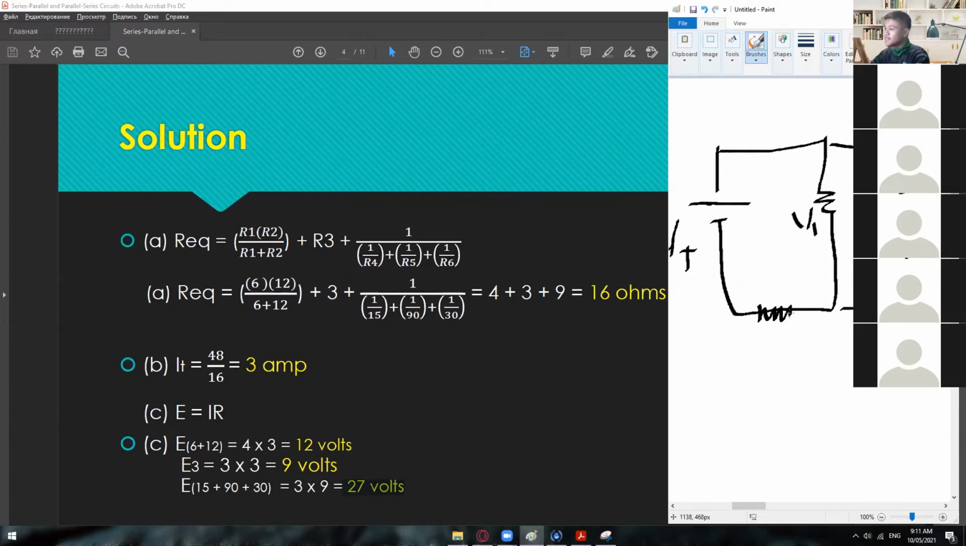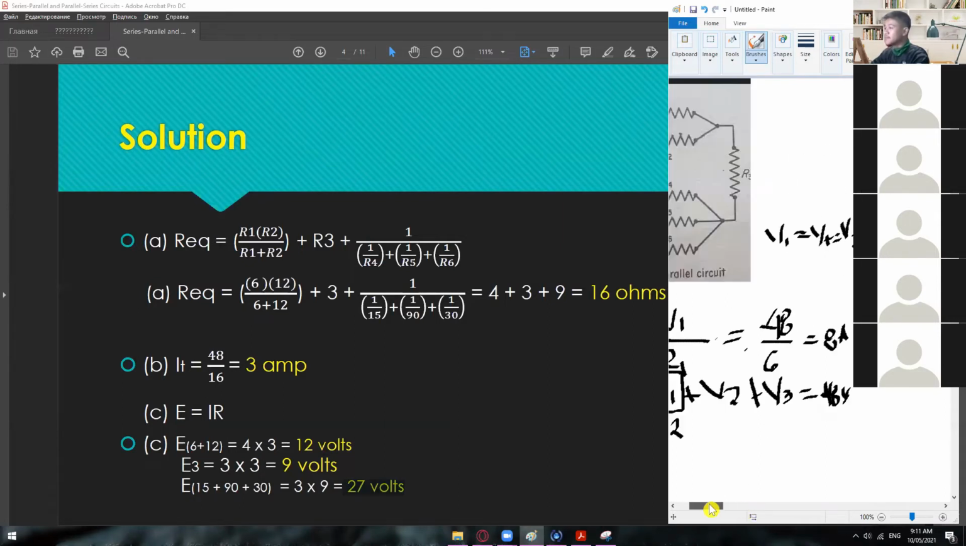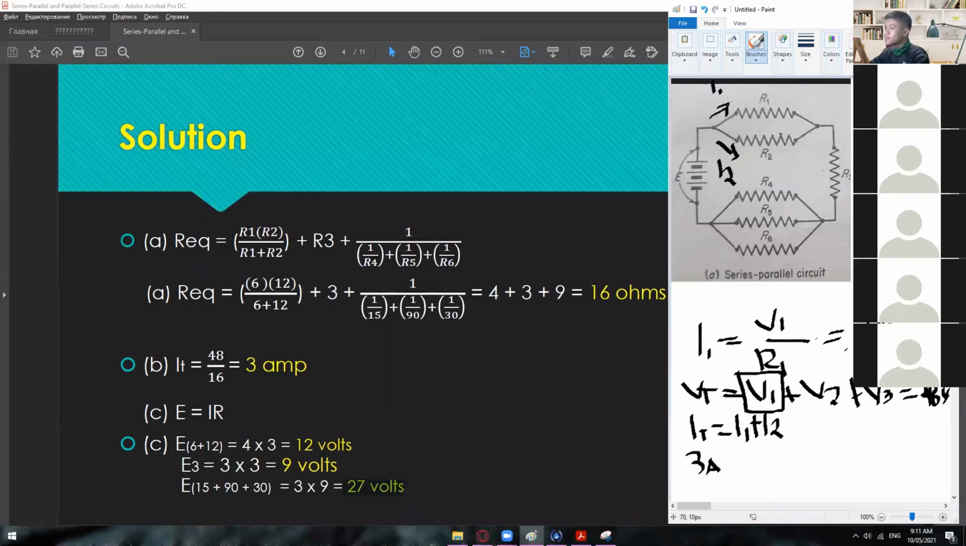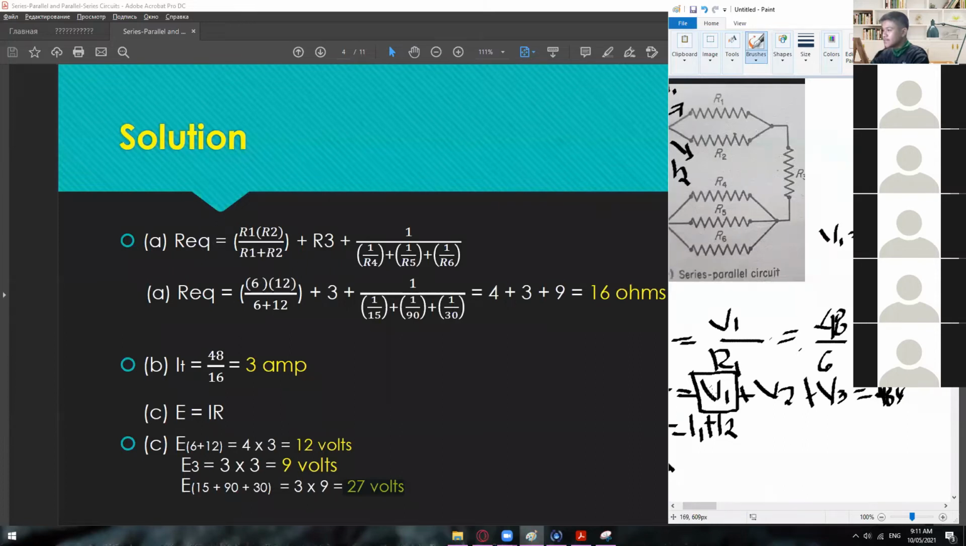Pero kapag meron ng kasamang, let's say another resistance in here, which is let's say magiging V3, ibang usapan na naman yan. So kapag kinombine mo to, magiging series connection and then another series right here. And then kapag kinombine mo rin to magiging series. So that is why ganito yung magiging labas: V1 plus V2 plus V3, which will become equal to 48 volts. Ito na yung mga individual voltages natin: 12 volts, 9 volts, and then 27 volts.